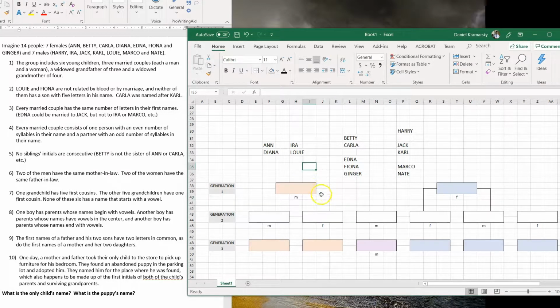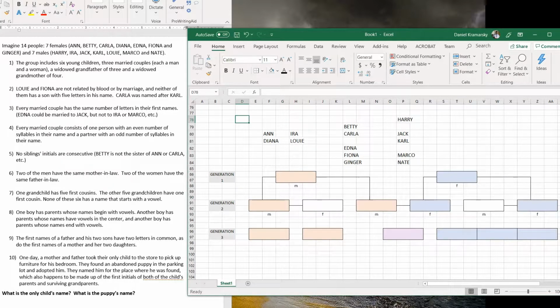If 2 of the women have the same father-in-law, then this father, this male, has 2 sons, and this person, this only child who has a puppy, and the puppy is made up of 4 initials, has to be the 4 initials of his child's parents and surviving grandparents: the initial of this person, the initial of this person, and the surviving grandparents, which would be this person and this person, which means that this child is the child of this marriage right here.